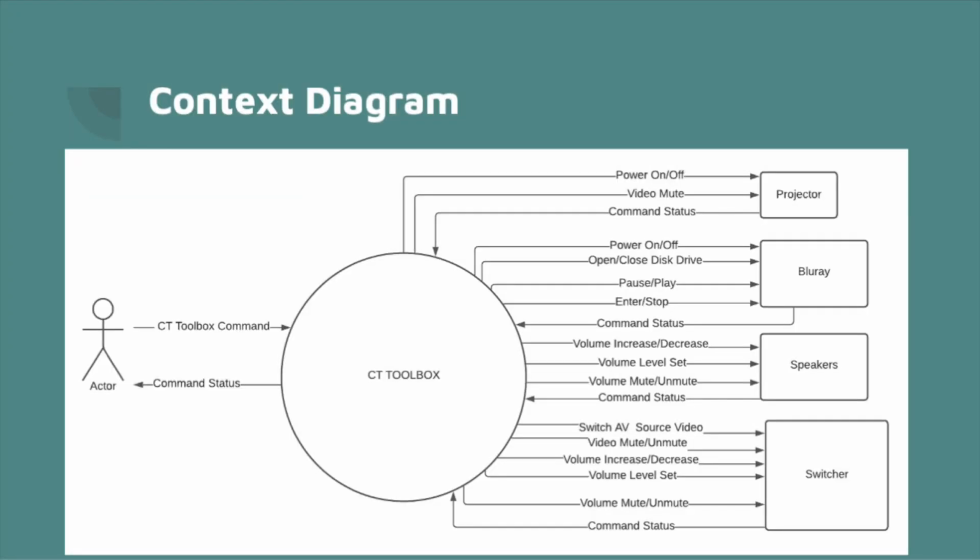Here we have our context diagram. This diagram clearly points out all the actors and devices that communicate with our system, and many of the possible commands that the system can handle. Our system is bidirectional and allows for the user to give speech input and receive speech output.